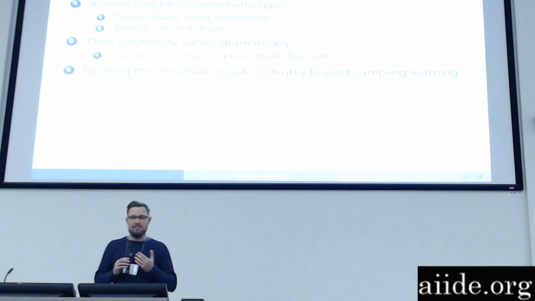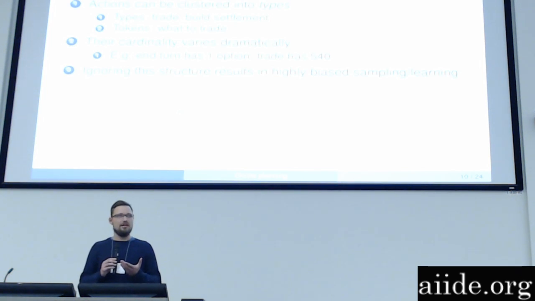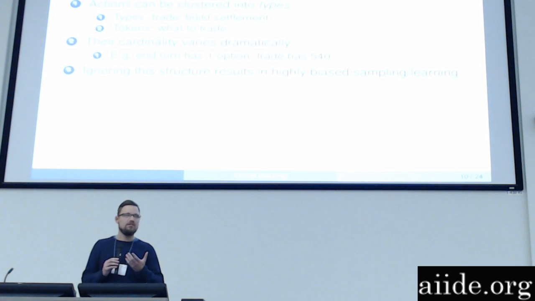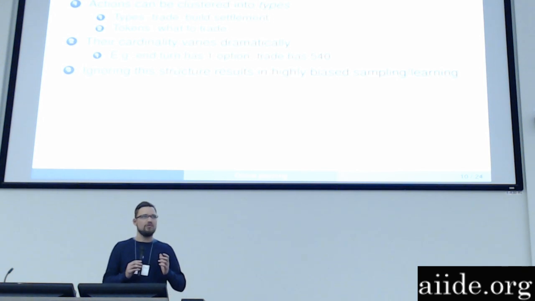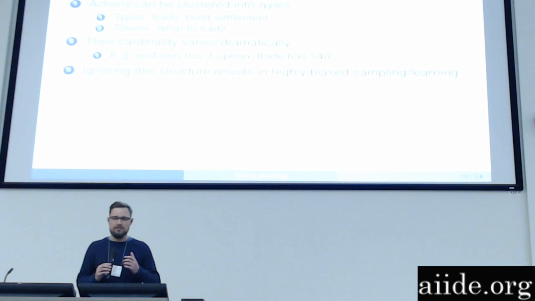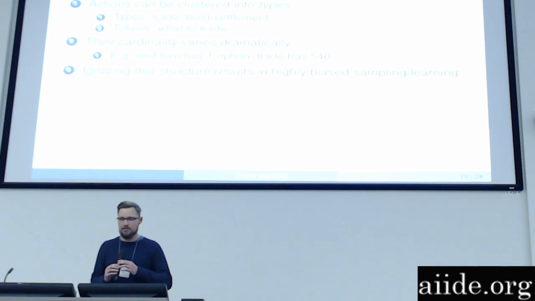What I have suggested originally is to exploit the structure in the game. As I mentioned earlier, actions can be clustered into types, and this clustering will reveal that certain types are more common than others, and that when multiple types are common, some of them will have more possibilities than others. If you just run an algorithm that does random sampling without taking this into account, it will be very biased towards the more common options.